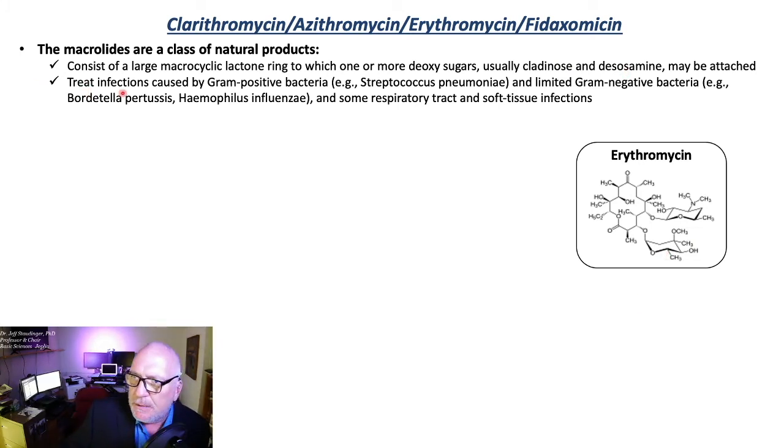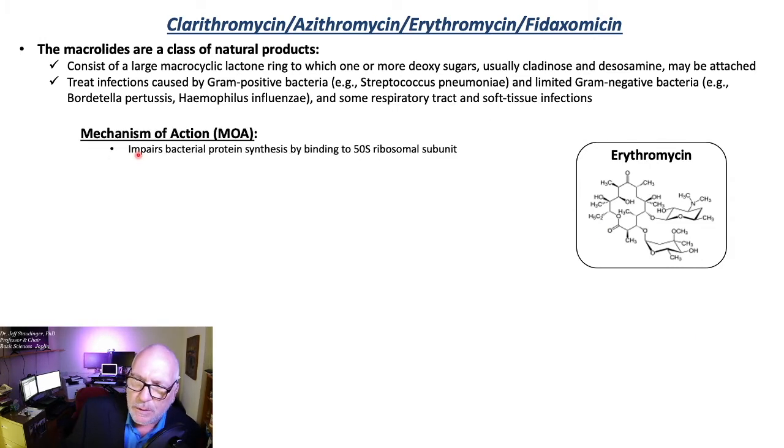These drugs are typically used to treat infections caused by gram-positive bacteria, to include Streptococcus pneumoniae, and limited gram-negative bacteria, such as Bordetella pertussis or Haemophilus influenzae. In addition, some respiratory tract and soft tissue infections can be treated with these drugs. These drugs work through impairing bacterial protein synthesis by binding to the 50S ribosomal subunit.